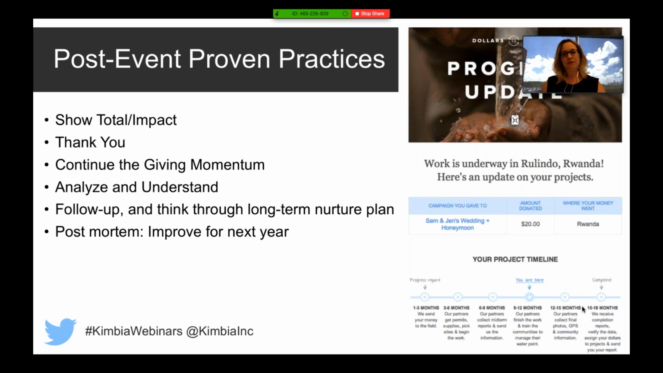Another good thing to do after your events each year is a post-mortem. What that is, is really just going through and saying: what went really well, what are we proud of, what didn't go well, what are we not proud of, and what should we change for next year. It's really important to do that very soon after the event while you have it all fresh in your mind, and document it and make sure your whole team has that.